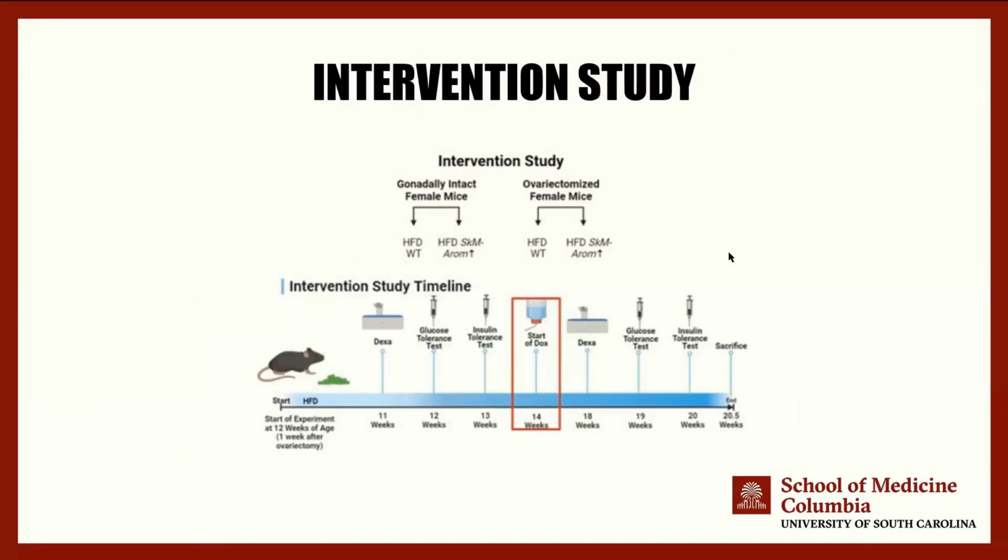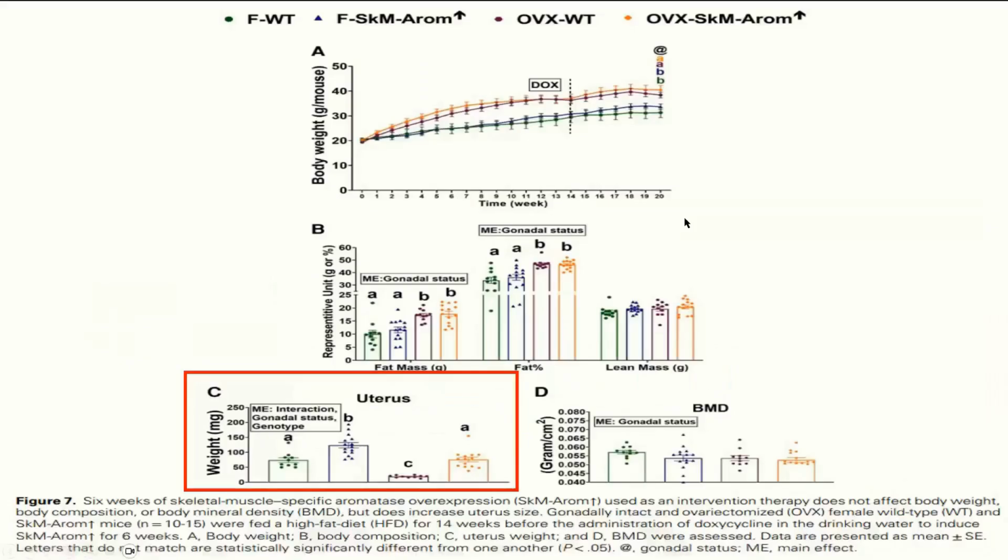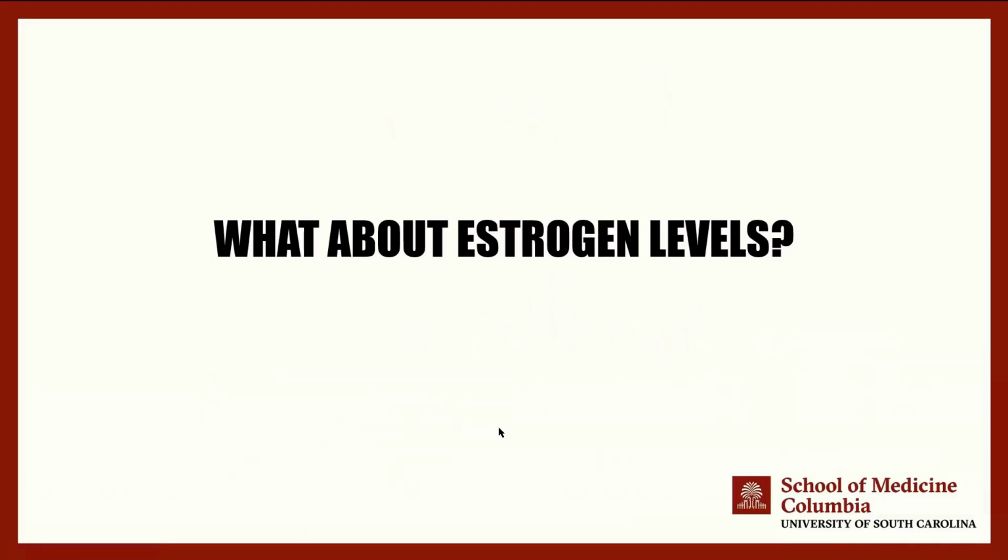Now, for the intervention study, again, remember that we got the mice fat first and then initiated overexpression of aromatase. We did not, similar to the prevention study, see any benefit with respect to body composition changes. We didn't even see bone mineral density changes. We did not see adipose tissue inflammation changes, nor did we see any metabolic changes. We did, however, see a change in uterus size, okay? So this leads us to what about the estrogen levels?